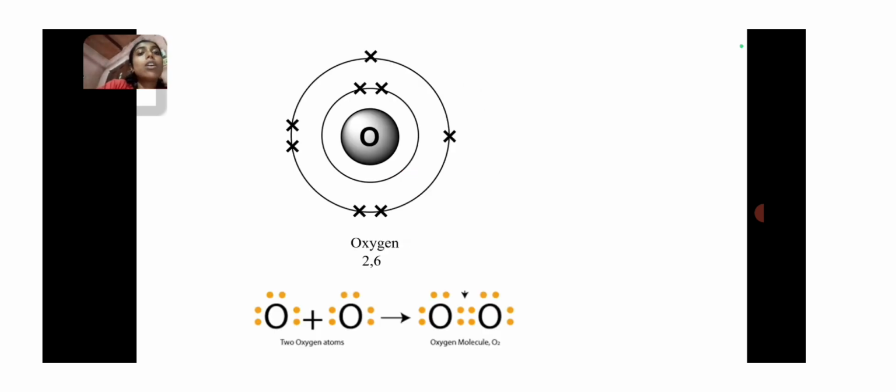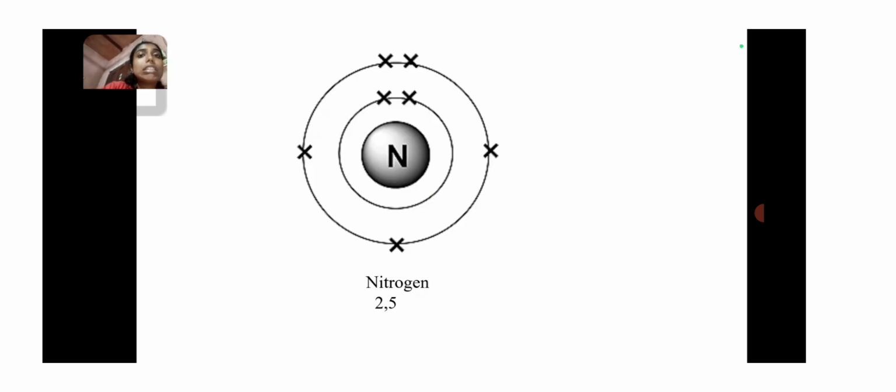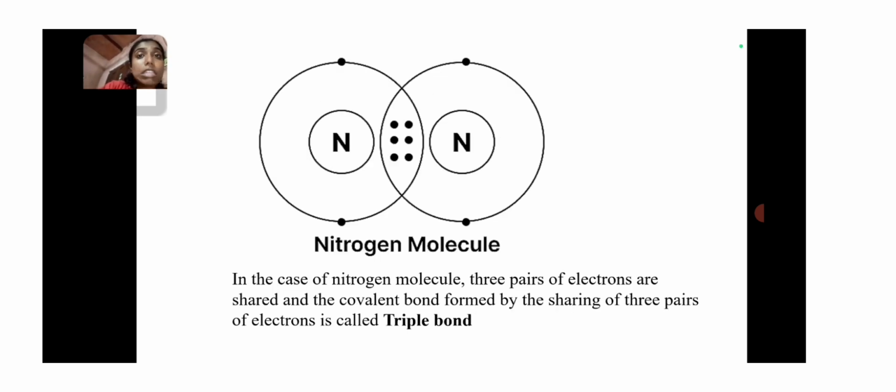In case of oxygen, the configuration is 2,6, and oxygen needs two more electrons to attain stability. So two oxygen atoms combine with each other and share two pairs of electrons, and the covalent bond formed by sharing of two pairs of electrons is known as a double bond. And in case of nitrogen, nitrogen is having 5 electrons, so in order to attain stability, nitrogen needs 3 more electrons. So two nitrogen atoms combine to form a nitrogen molecule, and the covalent bond formed by sharing of three pairs of electrons is known as triple bond.